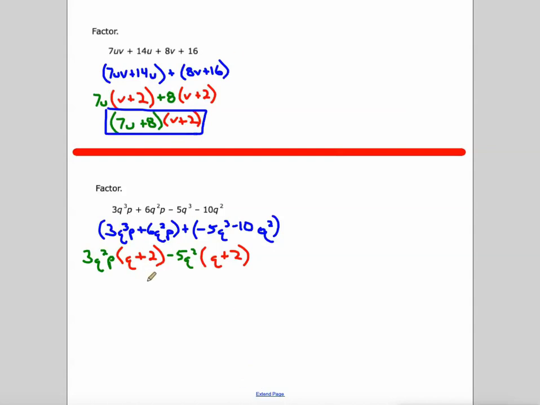All right. So what's our factorization here? 3q squared p minus 5q squared times q plus 2. But wait, there's more.